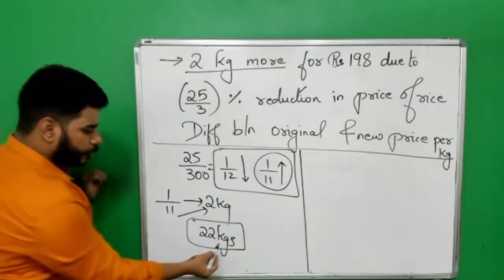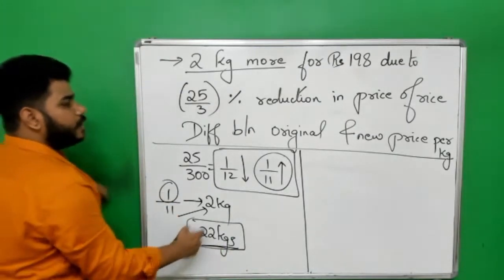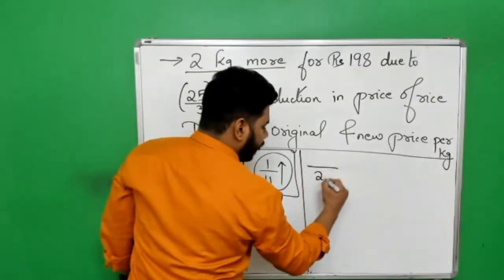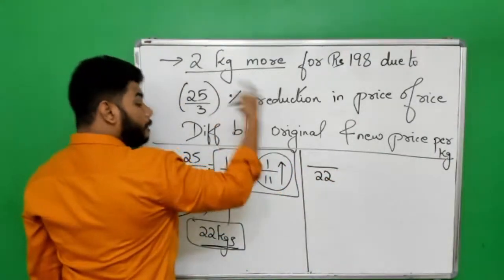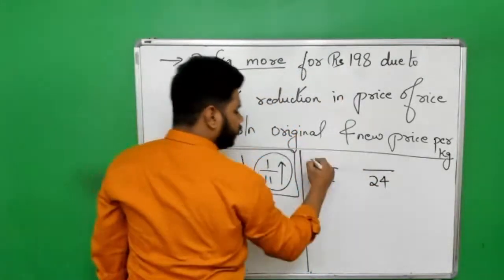I hope the concept is clear. So I got to know the total. This is nothing but total 100% is nothing but 22 kgs. Sir, initially I am buying 22 kgs and now I am buying 2 kg more, which means I am buying 24 kgs. And what is the total price? 198.